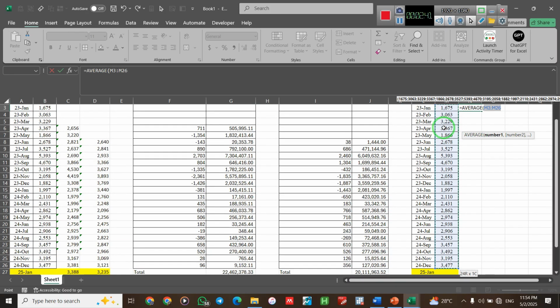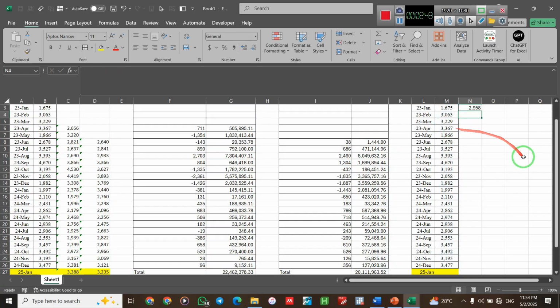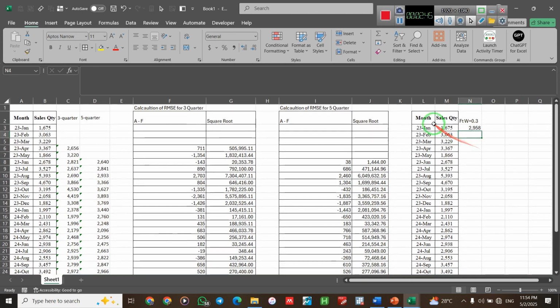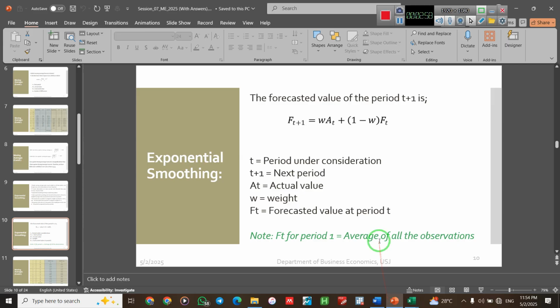So I will select this total area and then press enter. So this is your forecasted sales in January 2023, right? That's only the first period. So what about the rest of the periods?